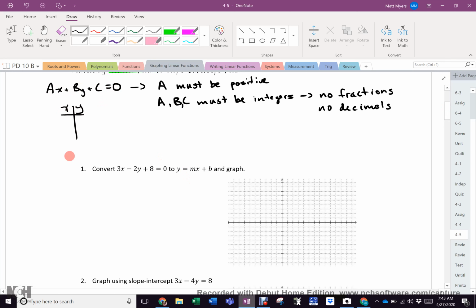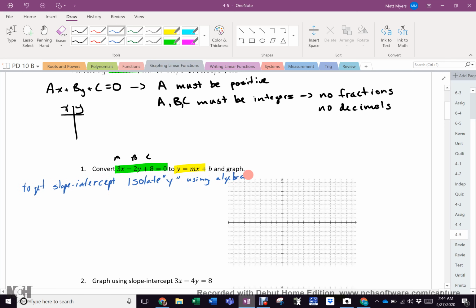Oops, I wanted to change color. This, which is slope-intercept form. You will notice it's still got a y value, y. It's still got an x value, x, and it's still got a constant. So all I do here, as always, to get to slope-intercept form, is isolate y using algebra. And it's not hard at all.